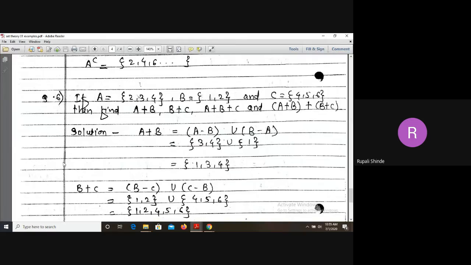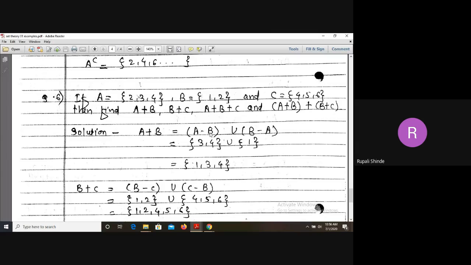Okay, I will repeat this question once again. So here three sets are given A, B, C, and we have to find out the values for A plus B, B plus C, A plus B plus C, and last one A plus B plus B plus C. Okay. So one by one we will solve it. First one is A plus B. So first of all we have to understand what is the meaning of this plus operation. A plus B, this is a symmetric difference or Boolean sum operation. And for that, we have seen the formula is A minus B union B minus A.